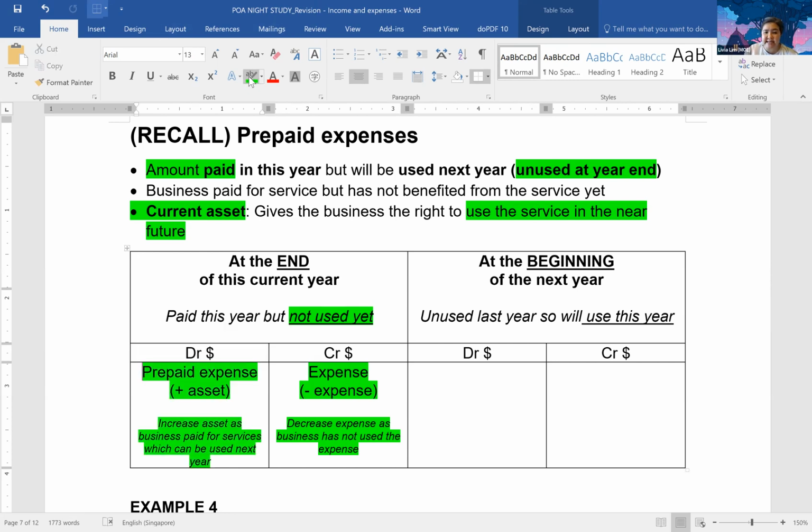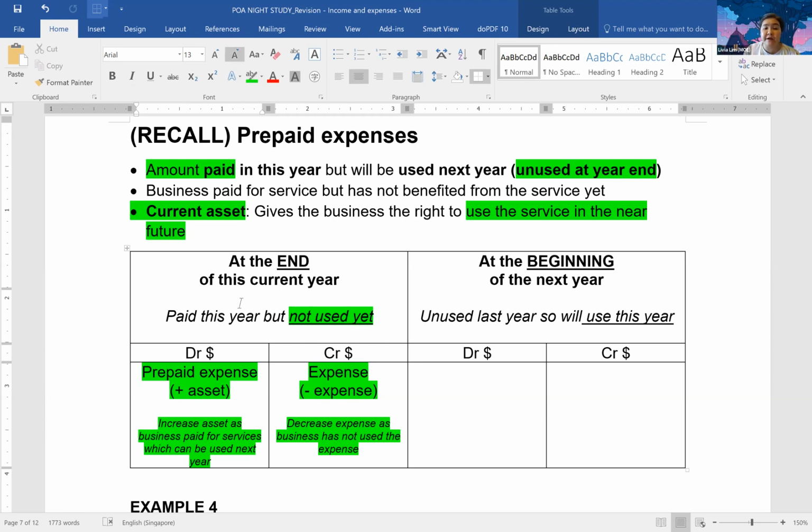I increase my asset. Why do I increase my asset? Because I have paid for services which I can use next year. A little bit like your tuition, right? If you or your parents pay for your tuition expense, pay for 10 lessons, but you have not finished using all the 10 lessons yet, then next year there is a prepaid expense to your parents.